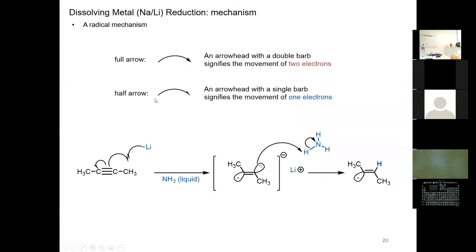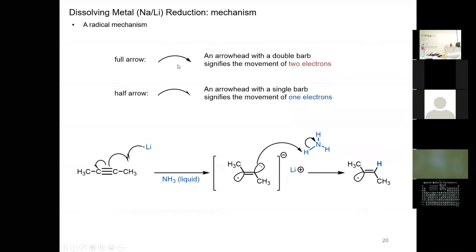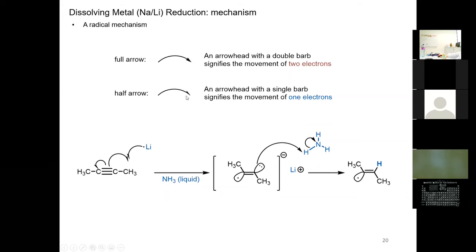All right. So how do we draw the mechanism? Another concept: we taught you how to draw a mechanism with the movement of a pair of electrons, right? We use the full arrow. This usually marks the movement of two electrons. For example, you have a pi bond. The two electrons of the pi bond here will move to an H, for example in HX, and kick off the X, the halide, the bromide or chloride, with two electrons. So this is the full arrow. We can also draw a half arrow. A half arrow is an arrow with a single barb.